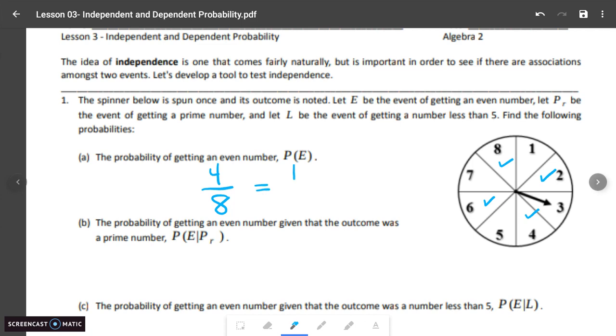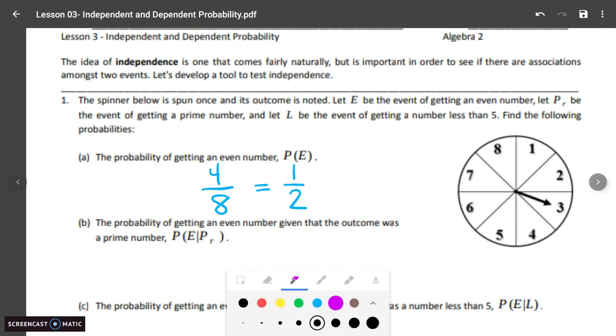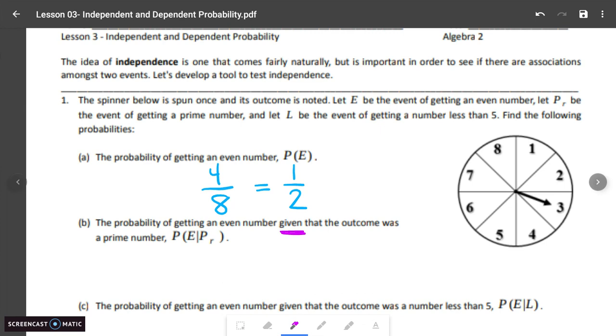So it simplifies to 1/2. Okay, that can also be known as 0.5 or 50%, any way you want to record that. Now in the next one, however, we have the probability of getting an even number given that the outcome was a prime number. So remember, given means there's a restriction here. So we know for sure when you see given, that's that line, that it was a prime number.